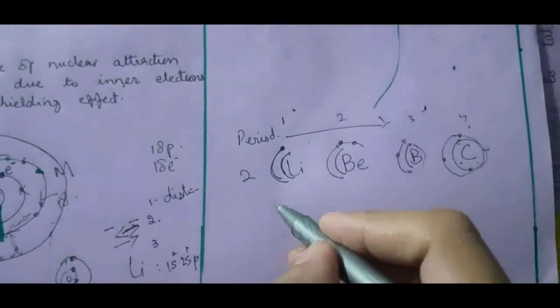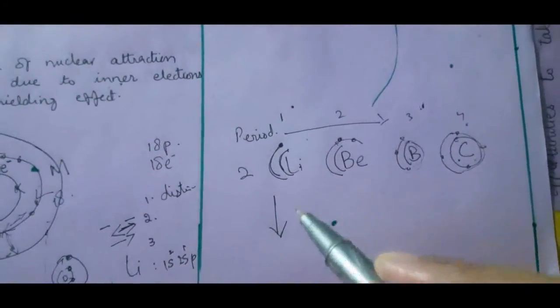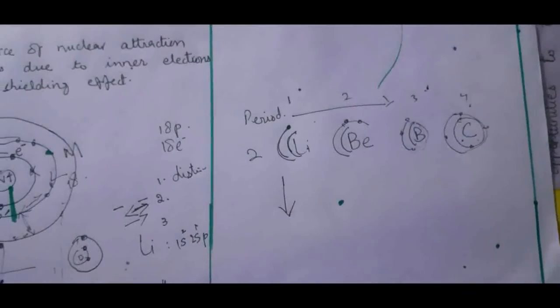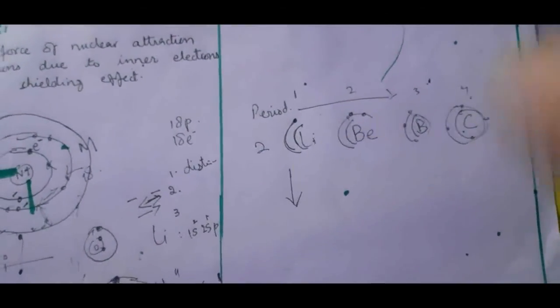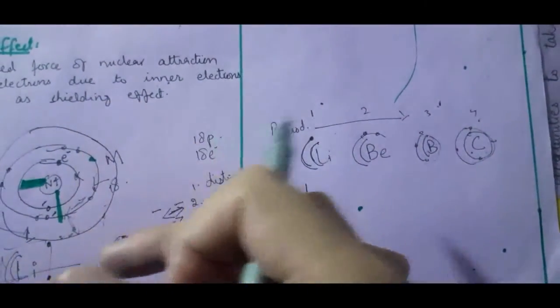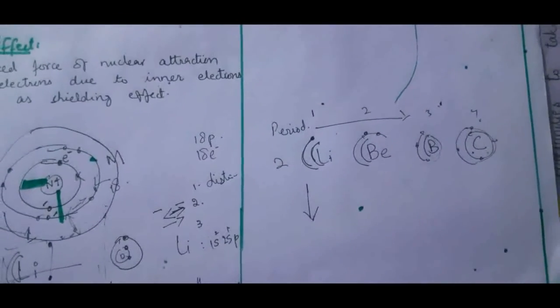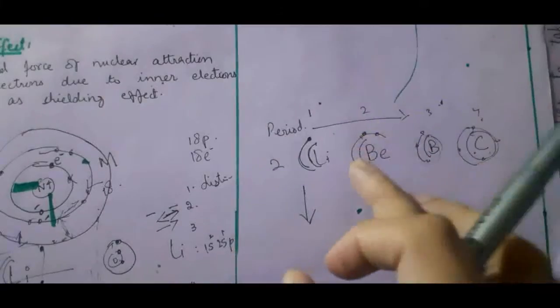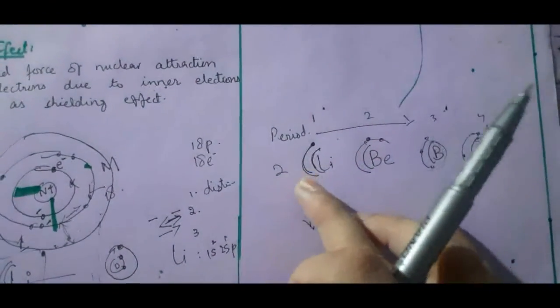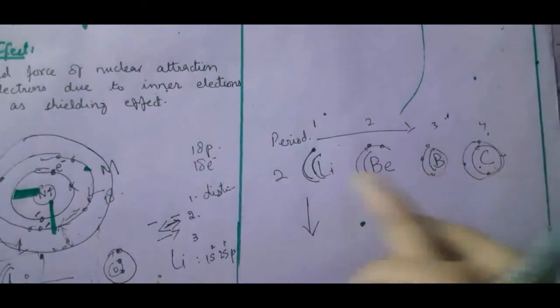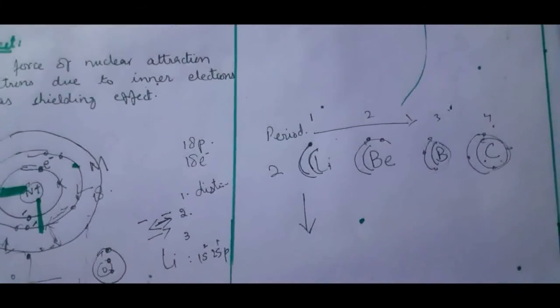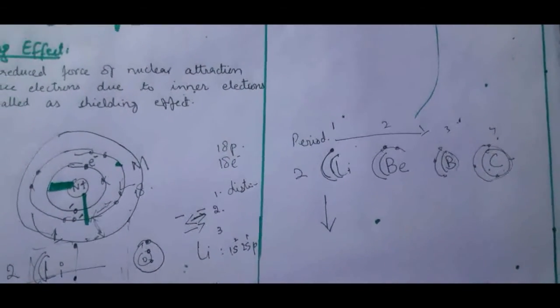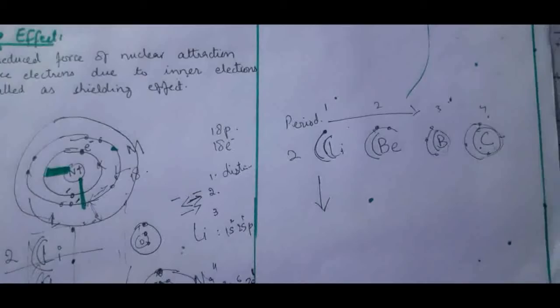So we can say that while moving from top to bottom, the shielding effect increases because of the increasing number of shells, whereas from left to right in a period, the shielding effect remains constant because of the same shells in the period. So that was, I think, enough for today.